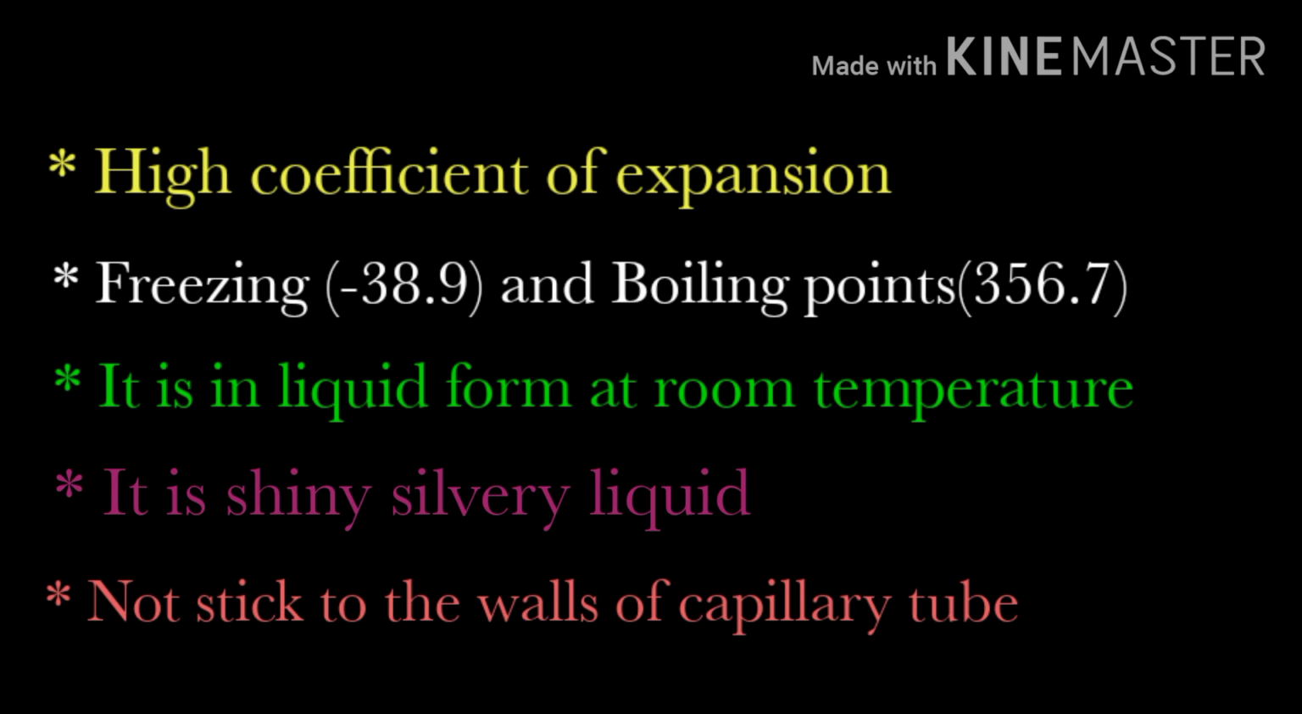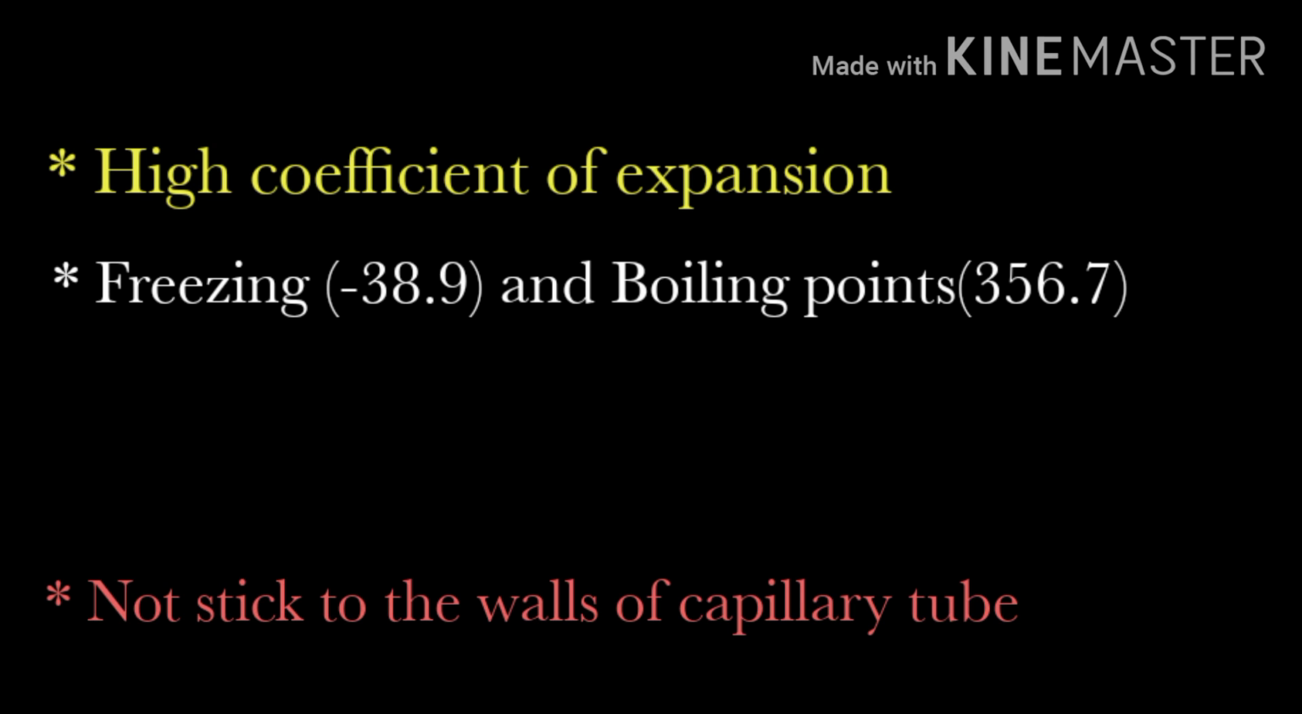Rather than mercury, we are also using alcohol. Why are we using alcohol? Because alcohol has a lower freezing point than mercury. That means we can use alcohol thermometers in freezers to measure the temperature.